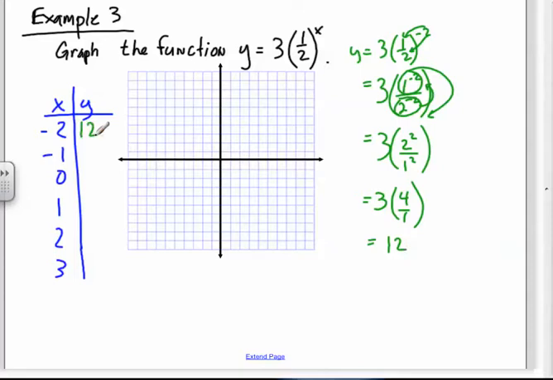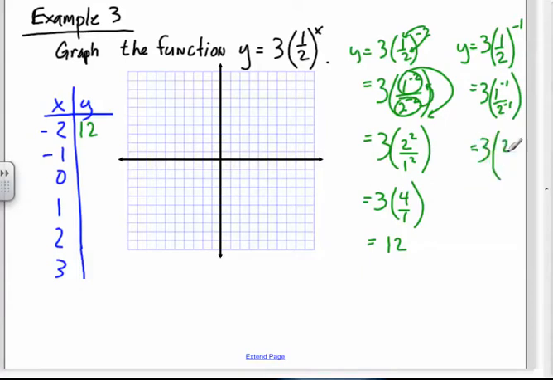All right, let's do another one. y equals 3 times (1/2) to the negative 1. Same thing, I distribute the exponent to the numerator, 1 to the negative 1 over 2 to the negative 1. I need to flip those now. 2 goes on top, 1 goes on the bottom, and that's just going to give me 6. 3 times 2 is 6.